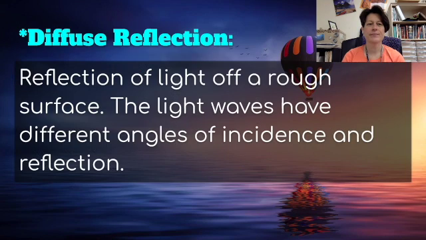There's also diffuse reflection. This is reflection of light off a rough surface. The light waves have different angles of incidence and reflection, and so they scatter. And so here the image becomes distorted because we have waves on the water. The light waves are hitting it in different spots, and the angle of incidence always equals the angle of reflection, but it's slightly different in different spots.